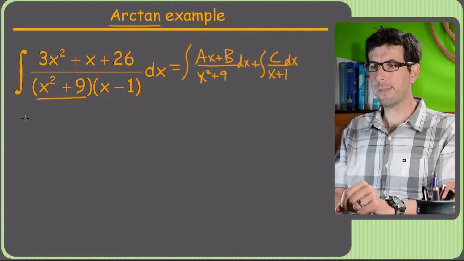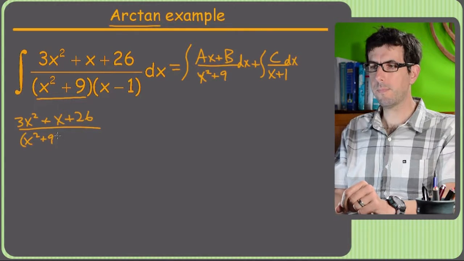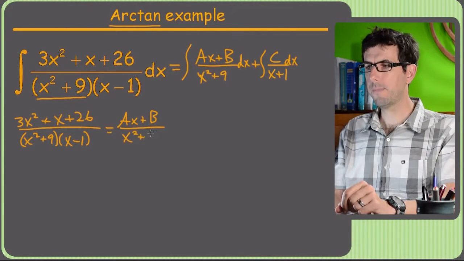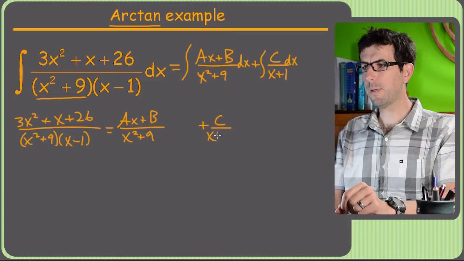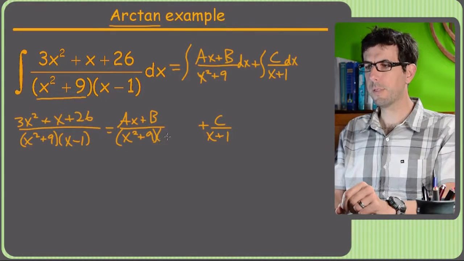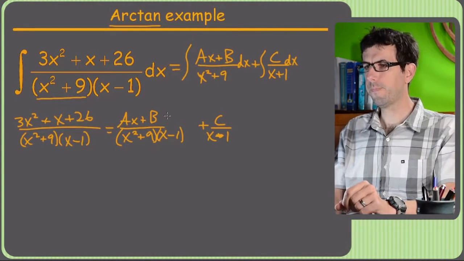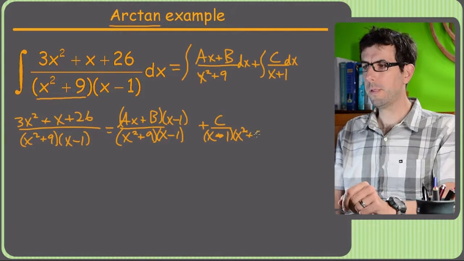Alright, so let's rewrite this over here. 3x squared plus x plus 26 all over x squared plus 9 times x minus 1. It's going to equal ax plus b over x squared plus 9. Leave some space. Plus c over x plus 1. Alright, so this one is missing an x plus 1. Oops, x minus 1. That's going to be a FOIL situation. And then this one's missing an x squared plus 9.